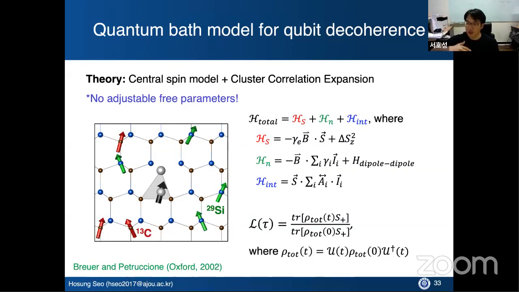But at low temperature, T1 becomes really long. It's more than a second, sometimes it goes to minutes. But our T2 time scale is basically milliseconds, so it doesn't limit the coherence time.